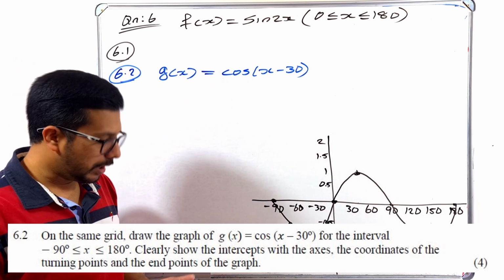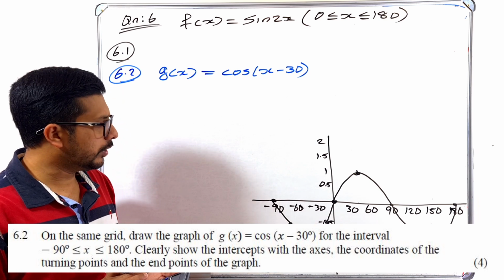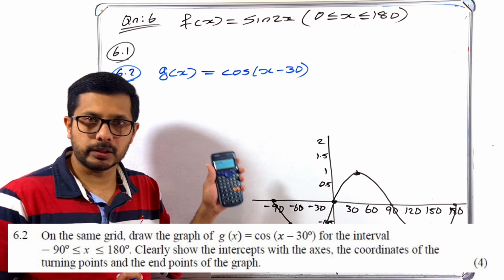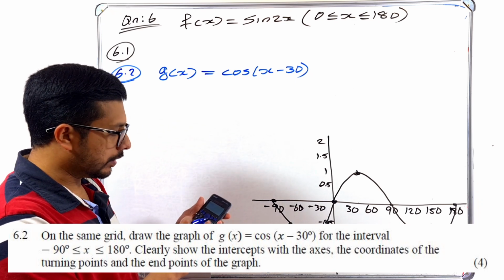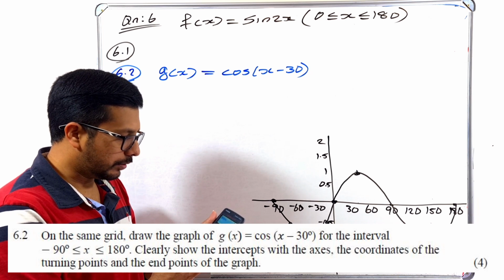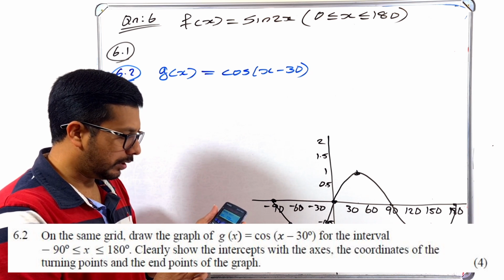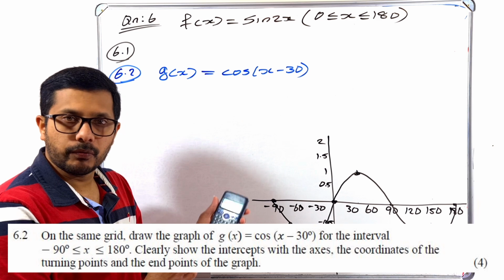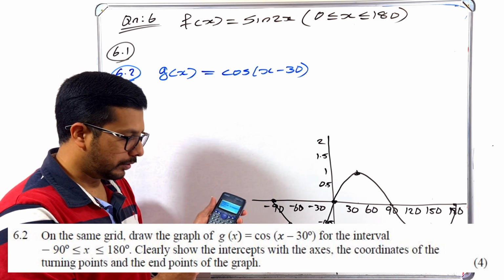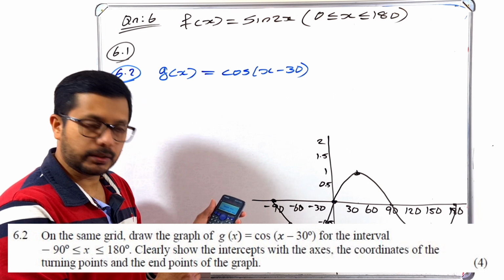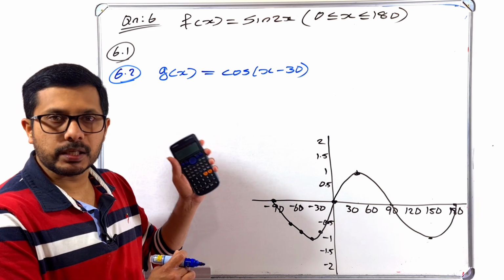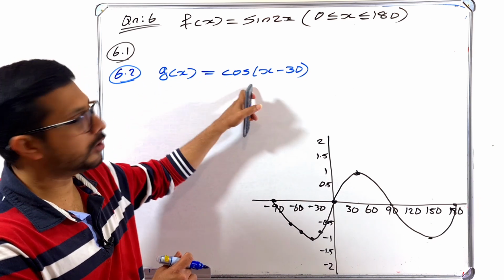Here what I'm going to do is draw this graph using the calculator method. First we have to clear the memory, so it is shift 9 3, equals, then AC. Let me repeat once more: shift 9 3, equals, then AC. Okay, so now the memory is clear. Now we have to type this equation, g of x is equal to.